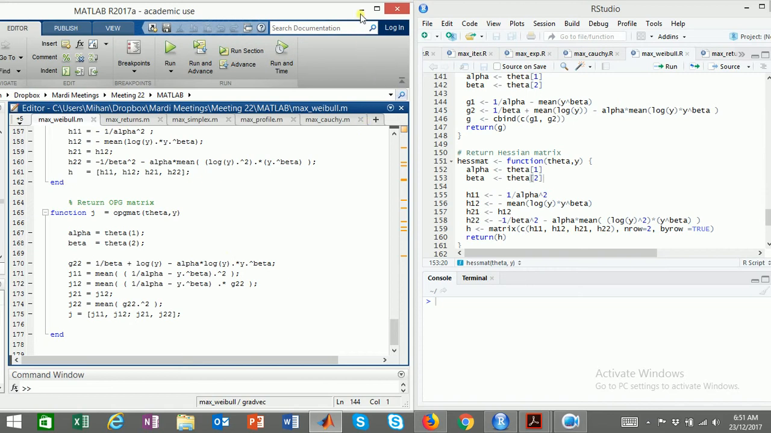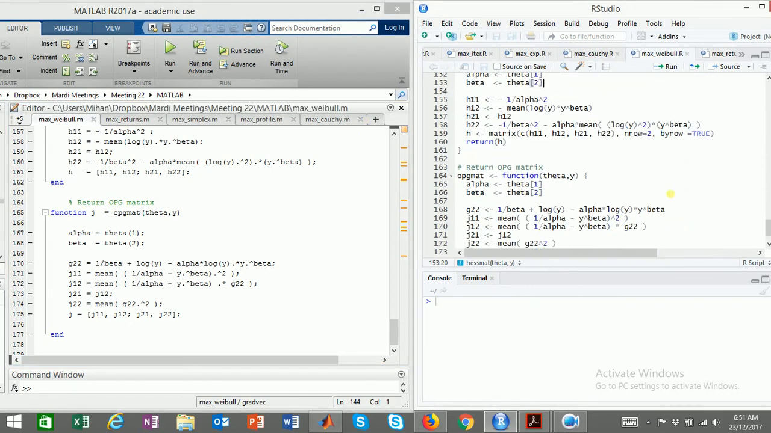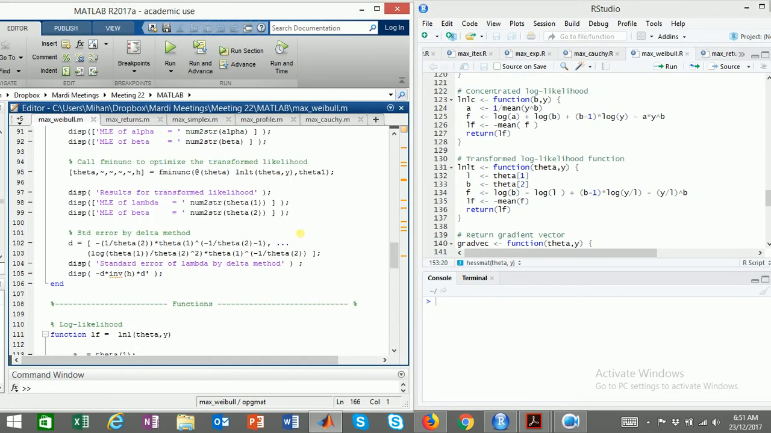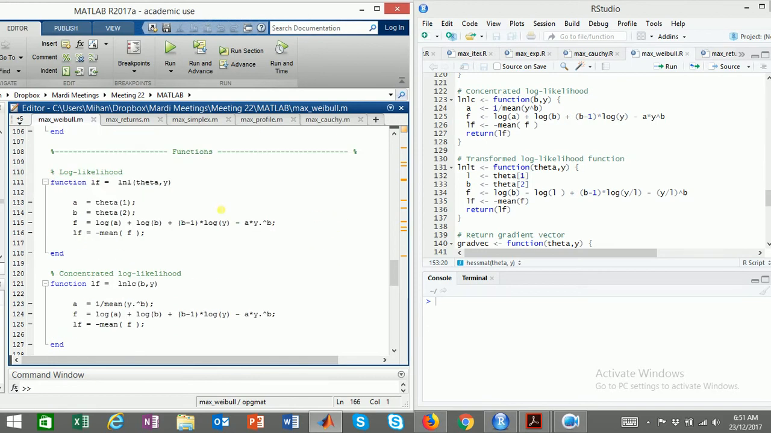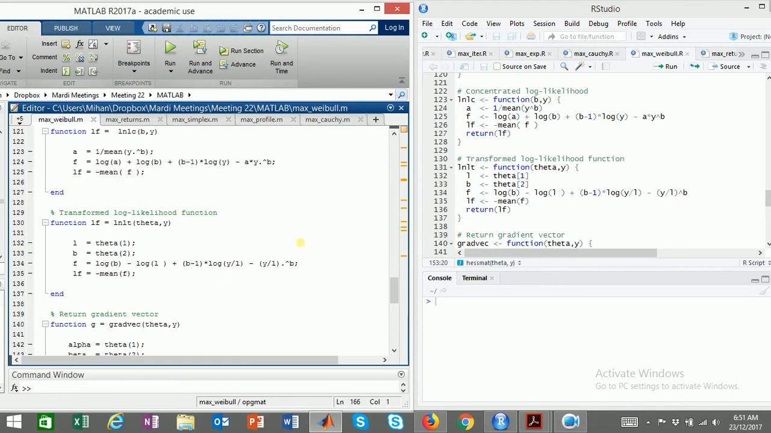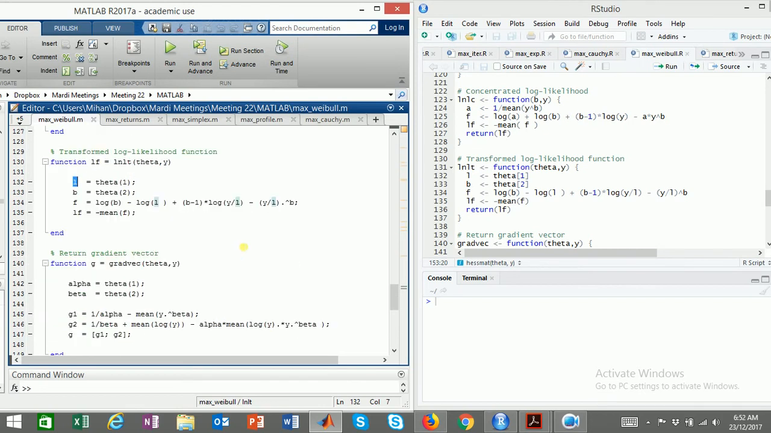OPG matrix, very simple, no tweaks or anything. And then we must be calling it. So we have a log likelihood function. We have a concentrated log likelihood function where we are finding a, we don't have the value of a. We have a transformed log likelihood function where we are finding b with given L, but we don't have a here.